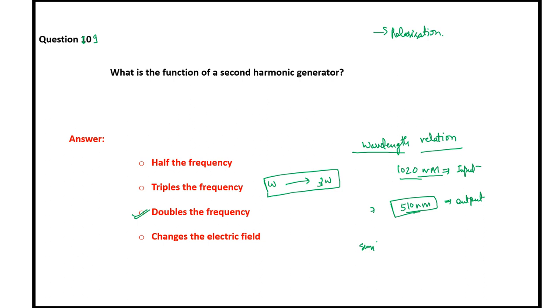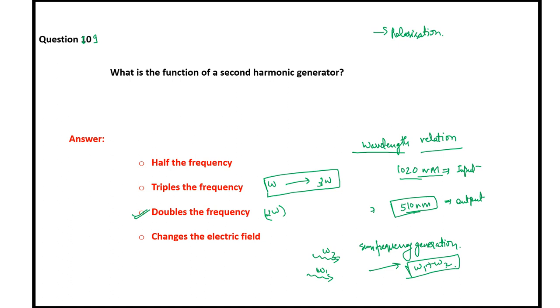Okay, the other thing is that for a second harmonic generator, there can also be some frequency generation. Here we talked about the frequency omega being doubled to 2 omega or say 3 omega. But it can be so that suppose you have a photon of frequency omega 1 and a second photon of frequency omega 2, then what you get in the output will be the sum of omega 1 and omega 2. So we will be studying this further in a more elaborate way in the next week's module.